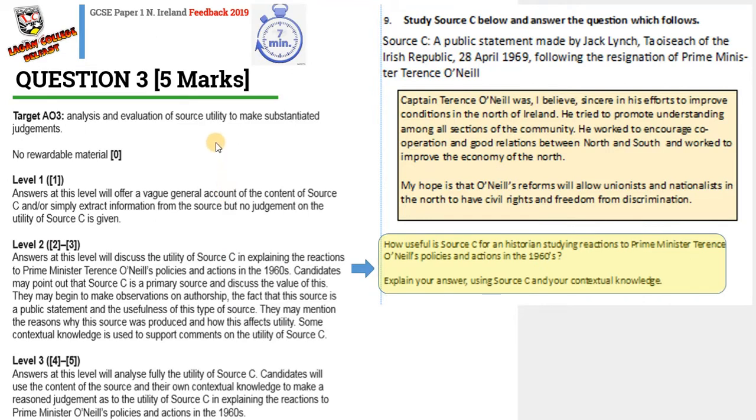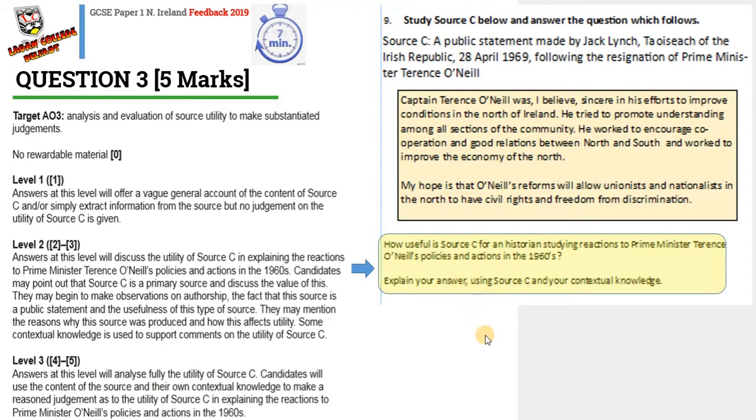This here is the mark scheme. If you read through these, always look at the top level. This is level 3, 4 and 5. What's it looking for you to do? It's looking for you to use the content of the source and your contextual knowledge to make a reasoned judgment as to the usefulness or utility of the source. If you can do that using the CADOL, which I'll explain in a second, you will be fine and you'll get your full marks.